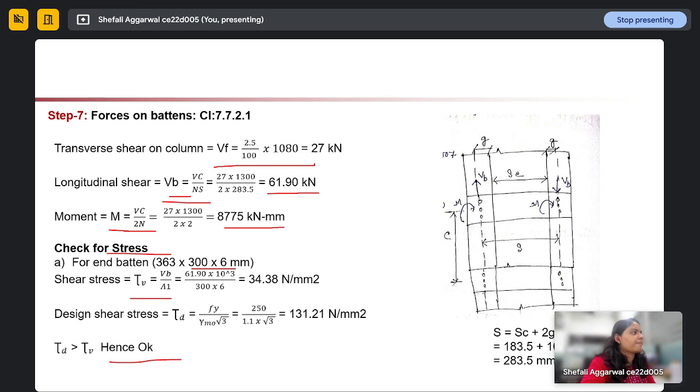Yes, ma'am, these two, VF and VB. So VB will be in this direction, right? And VF, we are saying, is the longitudinal shear. Why we are calculating longitudinal shear is we need it for this purpose, when we have to calculate our shear stresses. So for shear stresses, we need our longitudinal shear. When we are designing for shear, we need our longitudinal shear stress. So that's why we are calculating it.